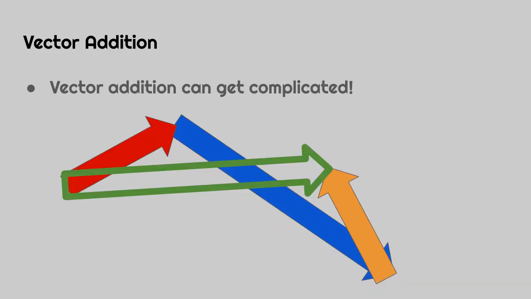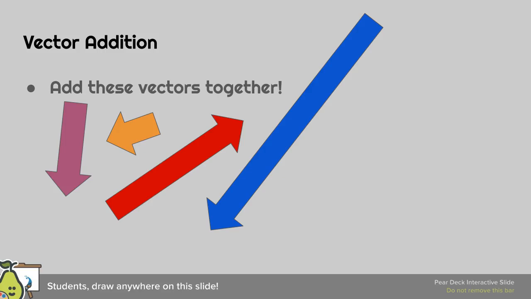Vector addition can be pretty complicated when we're using the tip to tail, but that's for the next section of physics, when they have to use angles and cosines. So we're not going to get into that. It can get pretty complicated. If we were to add these ones together, tip to tail, this one would go here, the red one would go there, the purple one would go down here, and the orange one would go kind of there.